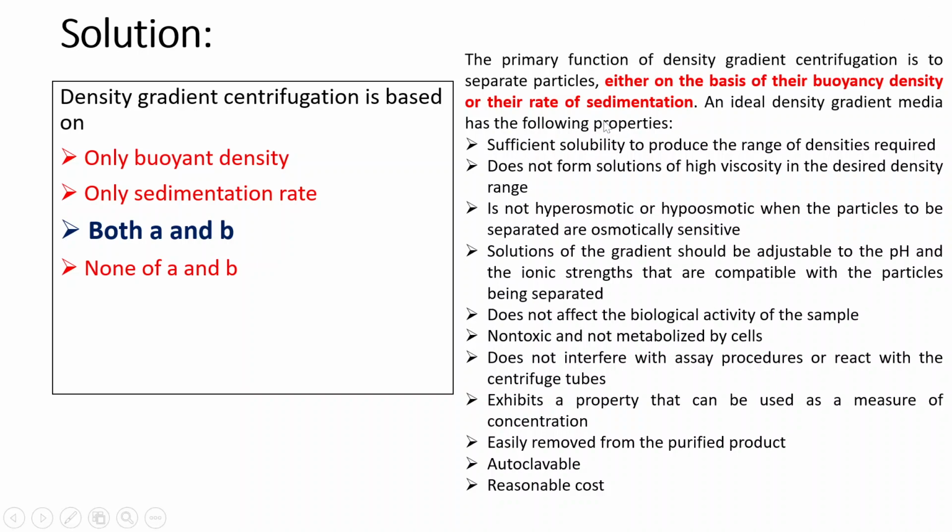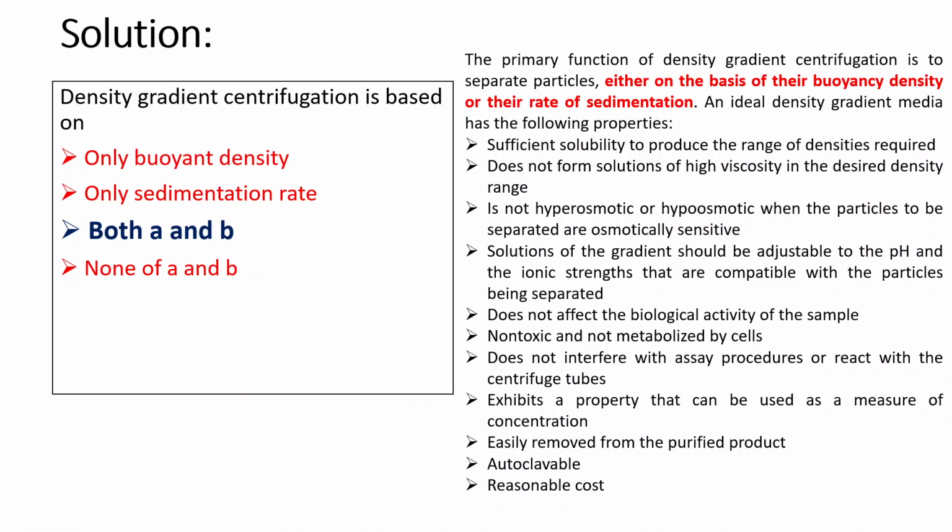These are some of the properties which are requisite of an ideal density gradient media. They should have sufficient solubility to produce the range of densities required. It does not form solutions of high viscosity in the desired density range, is not hyperosmotic or hypoosmotic when the particles to be separated are osmotically sensitive. The solutions of the gradient should be adjustable to the pH and ionic strengths that are compatible with the particles being separated. It does not affect the biological activity of the sample, is non-toxic and not metabolized by the cells, does not interfere with the assay procedure or react with the centrifuge tubes, exhibits a property that can be used as a measure of concentration, can be easily removed from the purified product, is autoclavable, and is of reasonable cost.